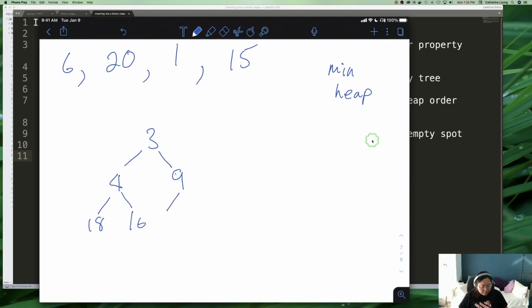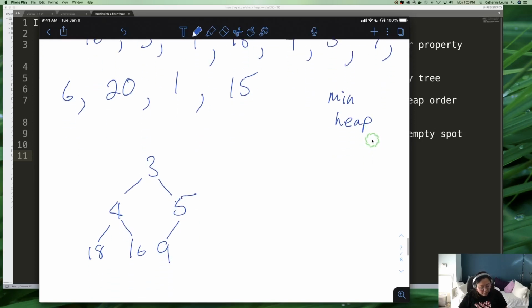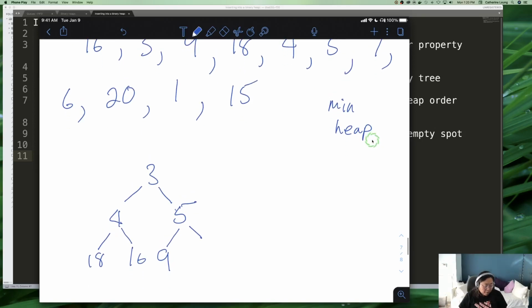So next one is 5. Can I put the 5 in here without breaking any rules? The answer is no, because 9 is lower priority than 5. So the 9 gets moved down, and we can put the 5 into its place. Is 3 a higher priority than 5? Yes. So we put the 5 in. Now the 7. Can I put 7 in here without breaking any rules? Absolutely, because 5 is higher priority than 7.